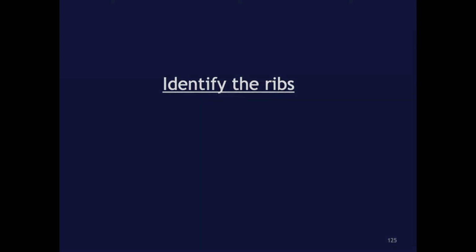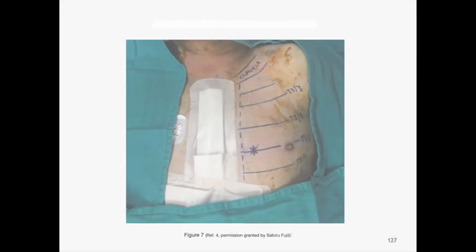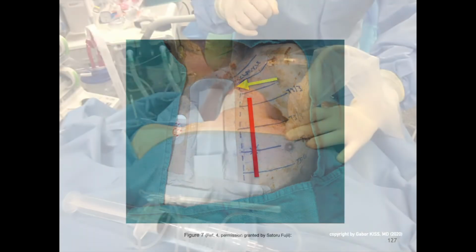Identify the ribs. Identify the third or fourth rib space, the pectoralis major and the intercostal muscles, and the pleura with the transversus thoracic muscle above. Scan in a lateral to medial fashion to visualize the hypoechoic transverse thoracic muscle lying deep to the intercostal muscle and superficial to the pleura.